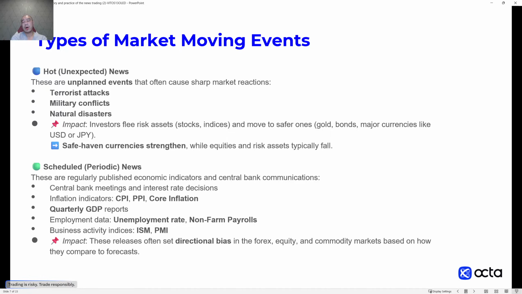So we've got hot or unexpected news. These are unplanned events that often cause sharp market reactions. It could be a terrorist attack, it could be military conflicts, it could be natural disasters.